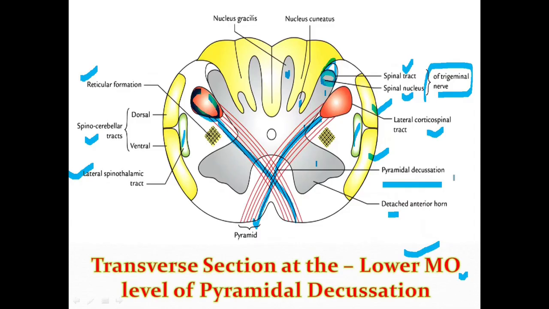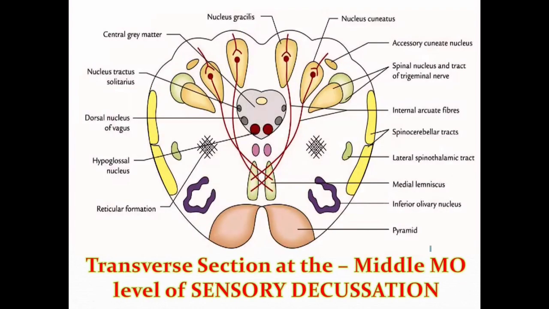Now let me take you to a still higher level. I can call it the middle portion of the medulla oblongata. Again, do compare the same thing when you study the external features of the medulla oblongata. We had the anterior median fissure, then we had the pyramid. So that's why you could see the pyramid. On either side of the pyramid, you had olives. I can call them the inferior olivary nucleus.